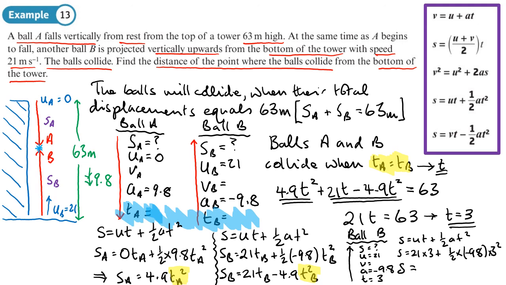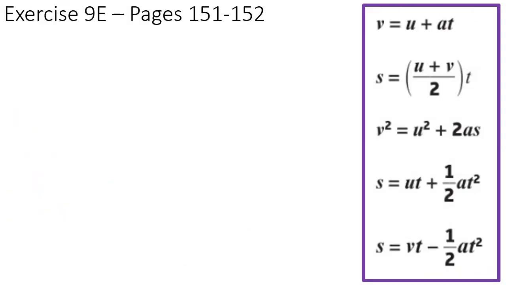So what do we get for S? Well, from my calculator, I get exactly 18.9 meters. Now you could give your answer like that if you wanted to. I'm going to do two significant figures, so that would be 19 meters. So ideally 2 significant figures. You will be allowed 3, but ideally let's write everything to 2 significant figures since gravity is given as 2. You should now be able to do exercise 9E on pages 151 to 152.